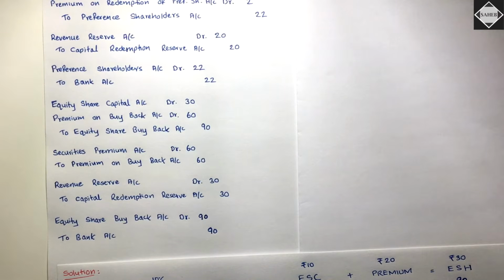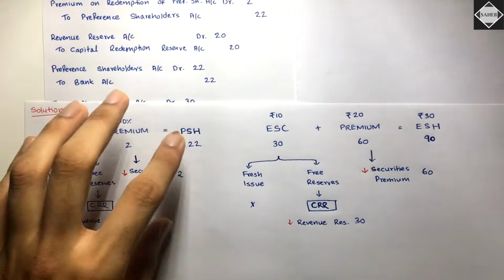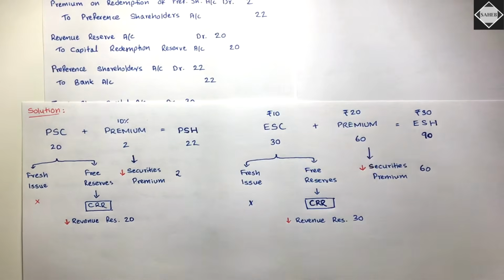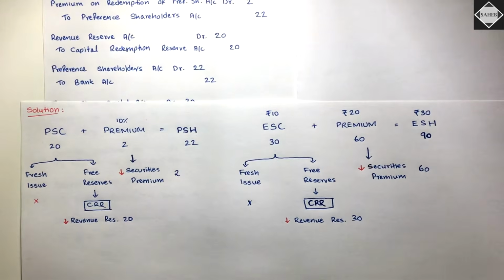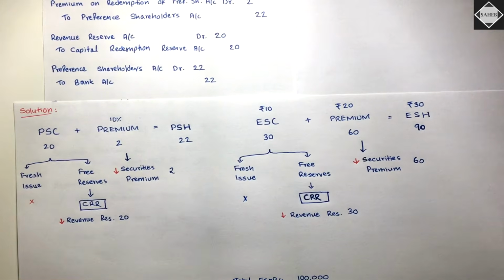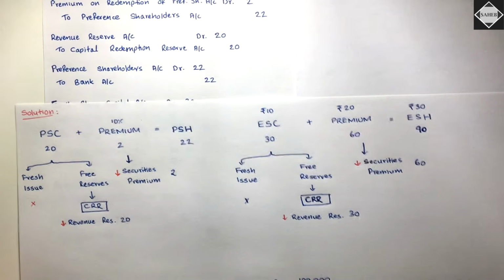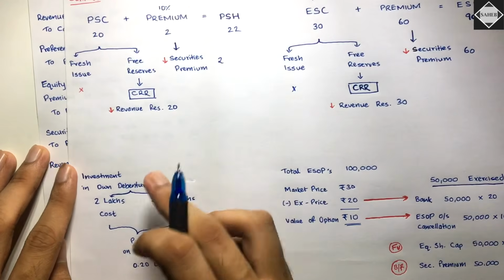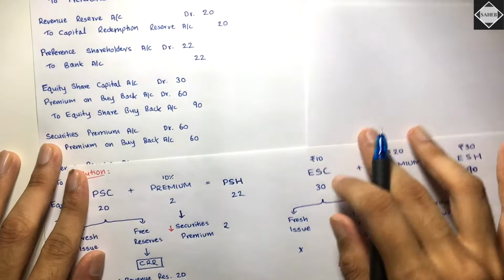Simple and straightforward. So right now we are done with redemption of preference shares and equity share buyback also. It's just that this entry we have not passed. Which one? Securities premium. So we'll pass that, don't worry, after the ESOP. Okay, so now let's just see of debentures. So see here, it's really simple.